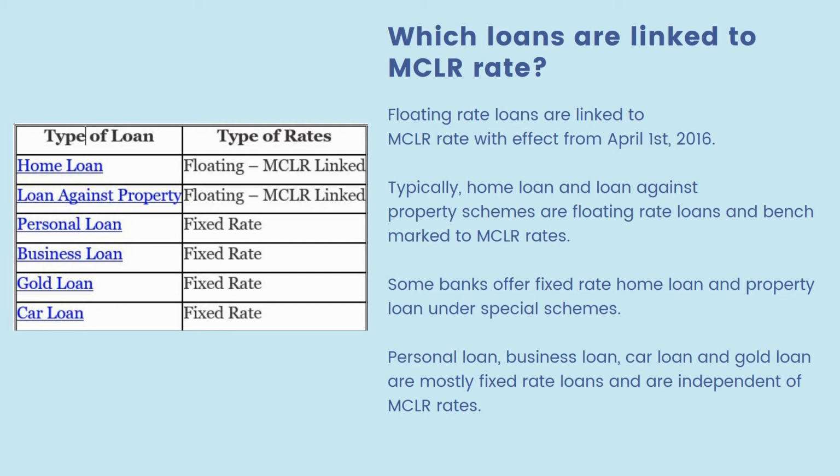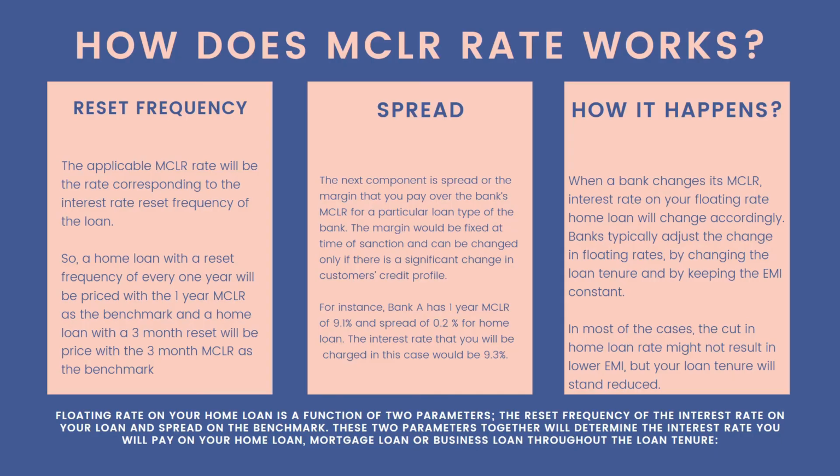Other types of loans like personal loan, business loan, gold and car loan are based on a fixed rate. So they are not governed by MCLR. Now some banks offer fixed rate home loans and property loans under special schemes. Personal loan, business loan, car loan and gold loan are mostly fixed rate loans and are independent of the MCLR rate.